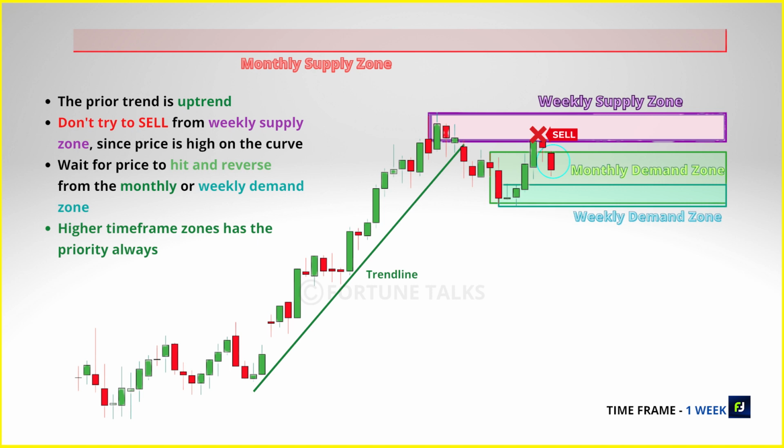Hence, we should avoid selling from the weekly supply zone because the trend is uptrending, and on top of that, the reward to risk is not satisfactory. Instead, the ideal thing to do is to wait until the prices hit the monthly or the weekly demand zone and then look to go long. At this level, the buyers will be interested in buying more and hence pushing the prices higher.